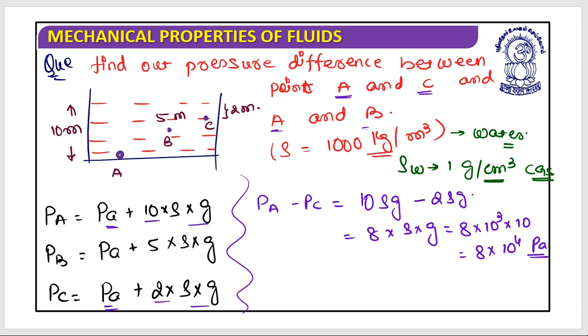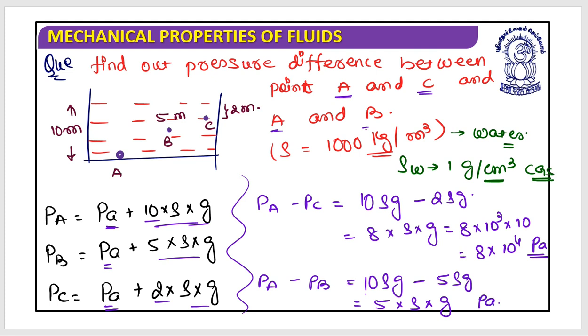Next, the pressure difference between points A and B. This is equal to P_A minus P_B. This P_A got cancelled. It's 10 rho g minus 5 rho g. So this is equal to 10 minus 5, which is 5 into rho into g Pascal. I hope this is clear. Did you get it? Are you sure?